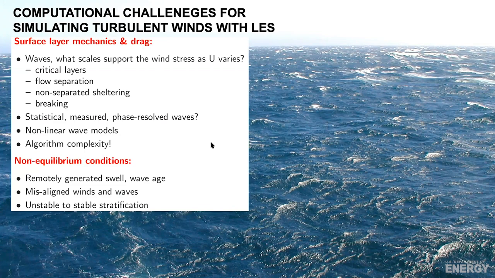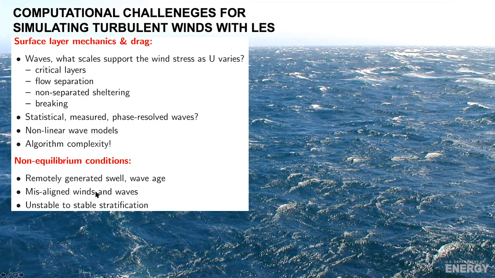One of the important ideas is non-equilibrium. Imagine you have a storm way over here. The winds are really, really high. It's going to generate a big wave field. Those waves don't dissipate. They propagate over here, and maybe the winds are light. So then it's remotely generated swell, wave age. The winds and the local waves are not in equilibrium. Very important problem, happens all the time over the ocean.